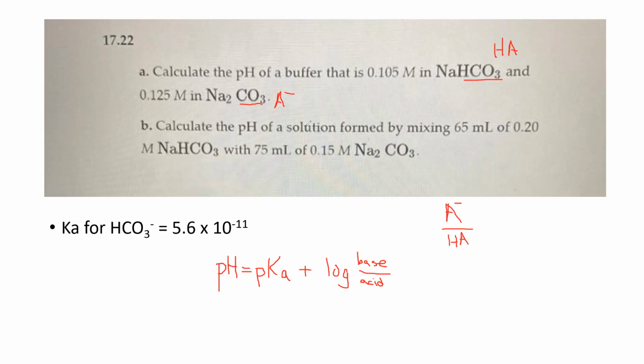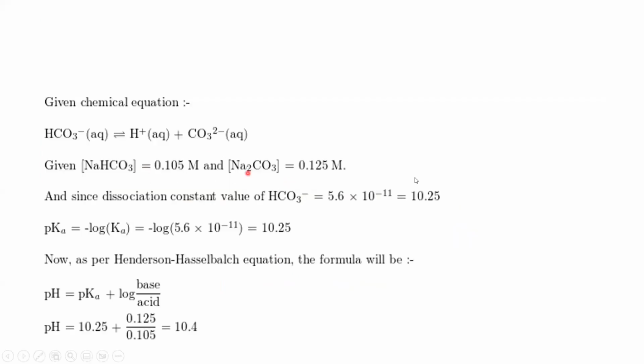We'll have 0.125 on top because that's going to be the concentration of our base. We're going to have 0.105 on the bottom because that'll be the concentration of our acid. And then with this one, when we actually plug it in, like I said, we can just assume these concentrations are going to be the concentration for those individual ions. So when we take the negative log of that Ka, we're going to get 10.25.